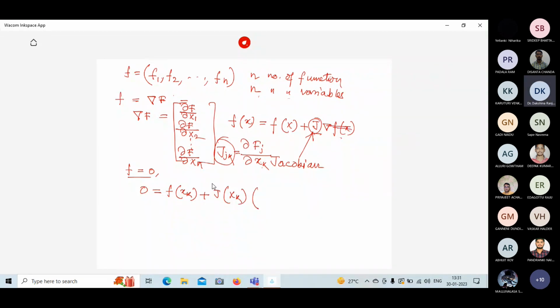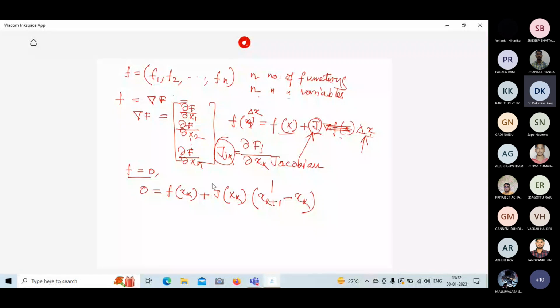Okay, so here we get actually del x. Since we are considering n number of variables and n number of functions, we are writing f of x plus del x equals f of x plus j into del x. Now, del x represents the deviation between the current point and the next point, so here we get xk plus 1 minus xk.